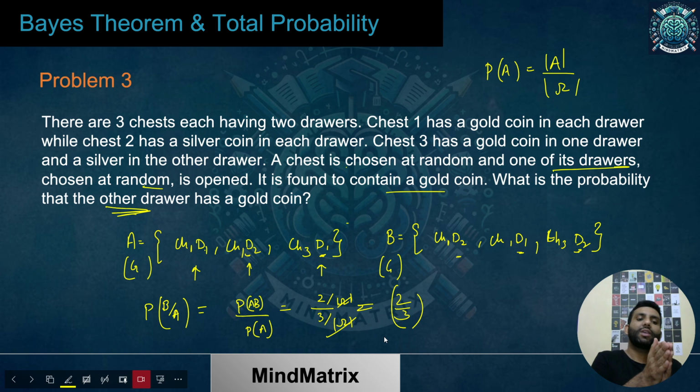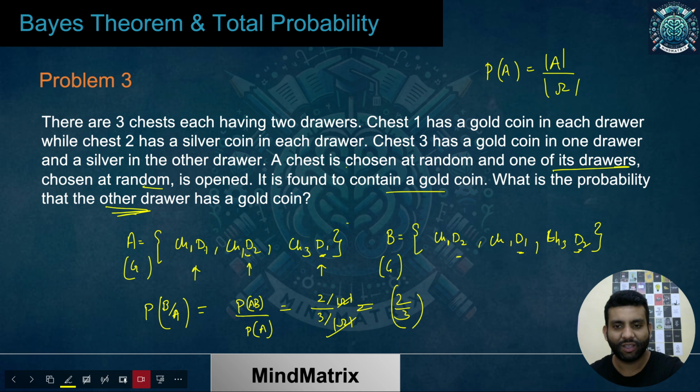Now A was mentioning that I had a gold coin in these, and B is the event, because it was being asked that the other drawer also has a gold coin. So B represents another event where I may have a gold coin. To calculate P of B given A, you can see the formula and the way we have proceeded, and we are getting the same answer over here. I hope the idea is clear. Okay, so this was problem 3.